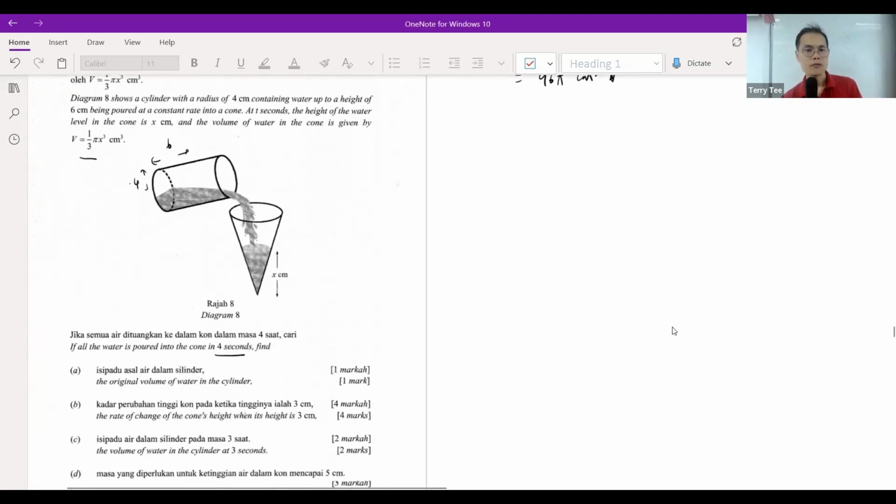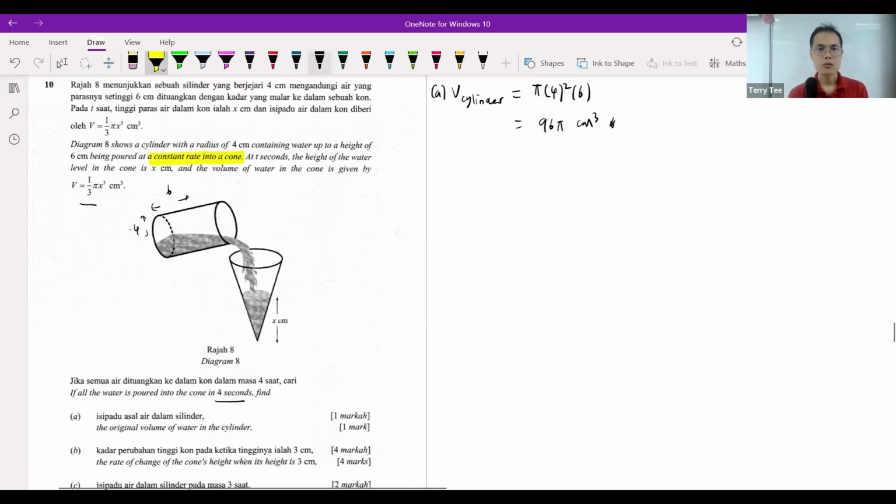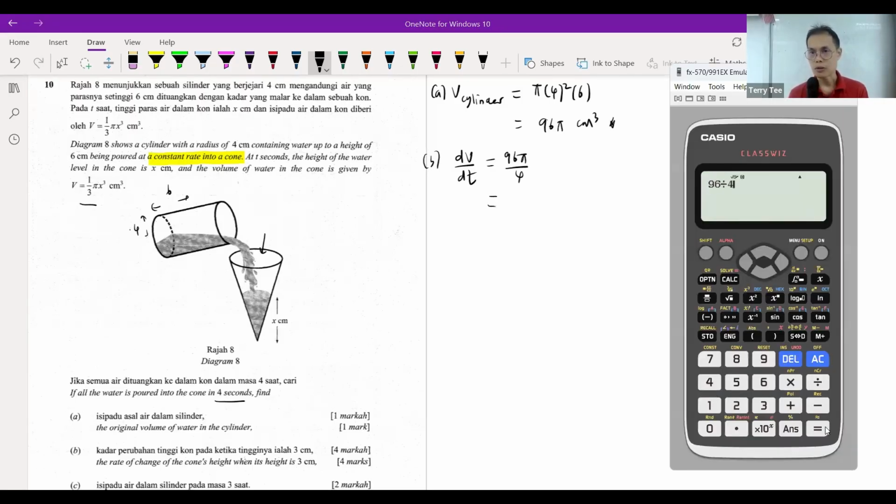Now, next, let me move down a bit. They say find the rate of change of the cone when its height is 3 cm. The question mentioned that water is poured inside at a constant rate. It's very important, constant rate. So when it's poured at a constant rate, the total volume is 96 pi. The rate dV/dt, the rate of change of your volume that is added to your cone, should be 96 pi divided by 4. You divide by 4 because it's constant, poured in 4 seconds, so it's 24 pi.